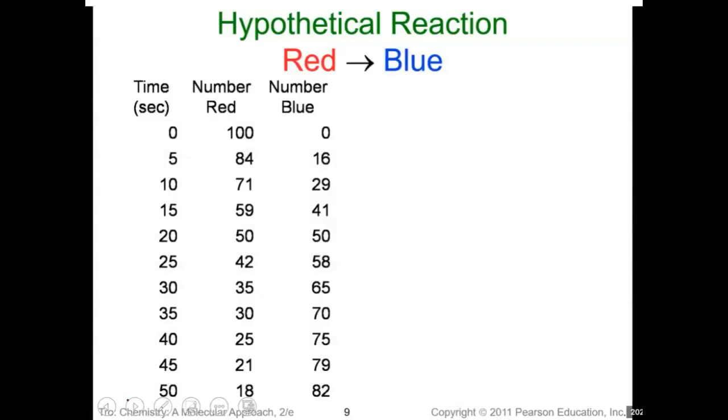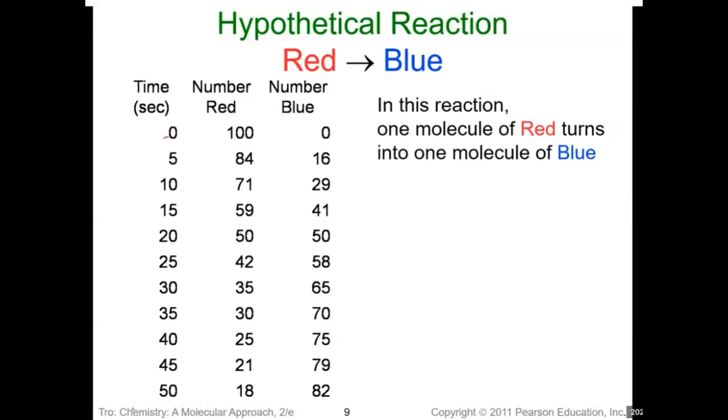Okay, so now we're not quite ready for a real reaction yet, but let's just say we have a very simple reaction that goes from red to blue. You're going to see the number will always stay consistent, right? Because we always have the same number of molecules. Law of conservation of mass, right, matter is neither created nor destroyed. So 84 plus 16, that equals 100, 71 plus 29. It's always going to equal 100. And we're just looking at the rate of change when it goes from 0 to 50 seconds.